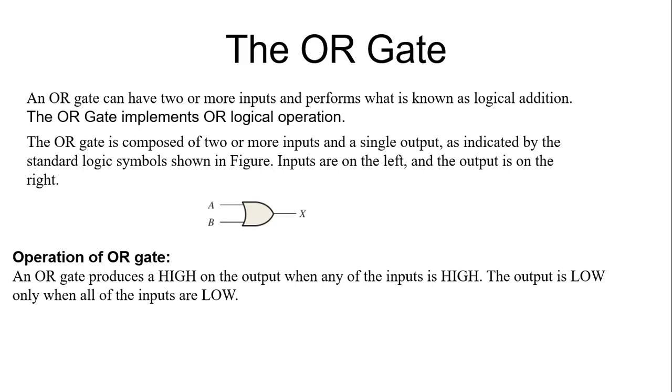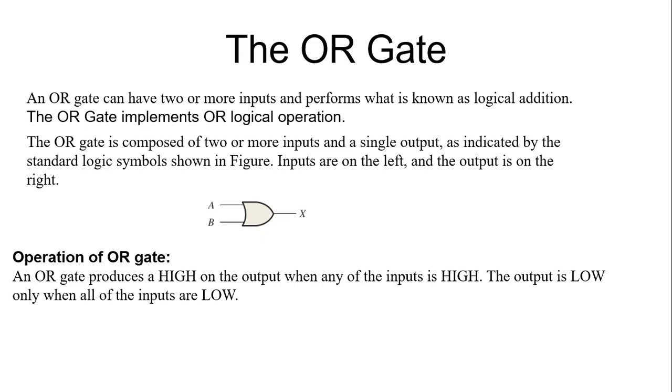Binary addition. If we look at the rules of binary addition, in binary addition 1 plus 1 is always equal to 10, which is 2 in decimal, while in logical addition 1 plus 1 equals 1. So our operation is equivalent to logical addition.